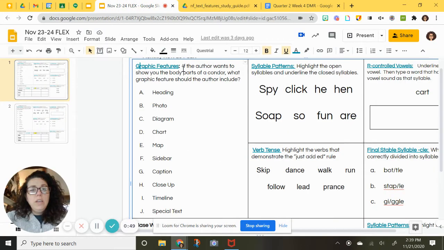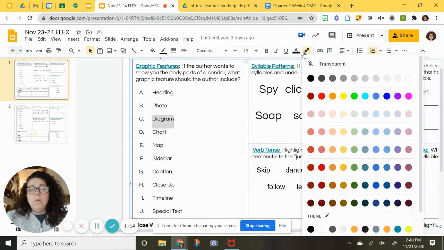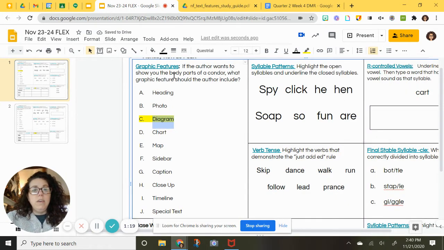So let's see the question. If an author wants to show you the body parts of a condor, what graphic feature should the author use? Now, you should remember condors from our story, Life in the Wild, or releasing the animals back to the wild. Condor is an animal, and you want to see the body parts of it. You would use a diagram. A diagram will tell exactly what the body parts are, and it will label them.